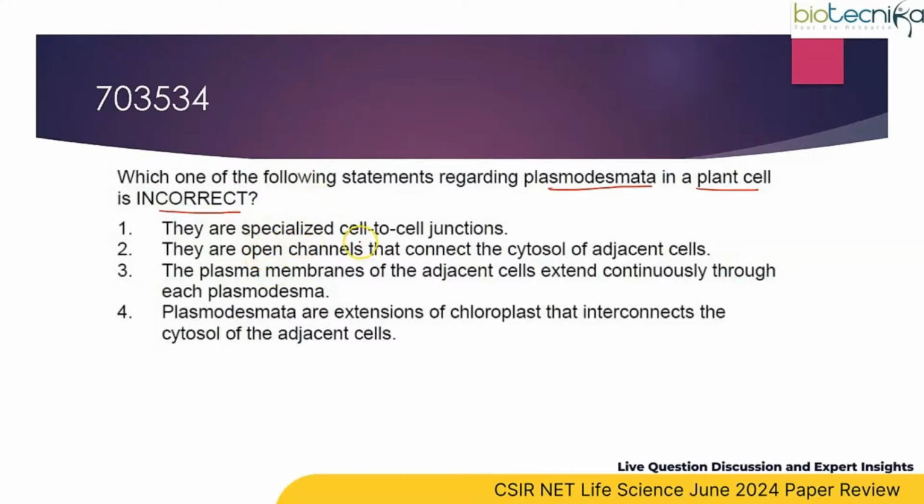First statement, they are specialized cell-to-cell junctions. Second, they are open channels that connect the cytosol of adjacent cells. Third, the plasma membranes of the adjacent cells extend continuously through each plasmodesma. Fourth, plasmodesmata are extensions of chloroplast that interconnect the cytosol of the adjacent cells. So it is quite simple. You just have to find the incorrect statement over here. Quickly, can anybody solve and tell me?